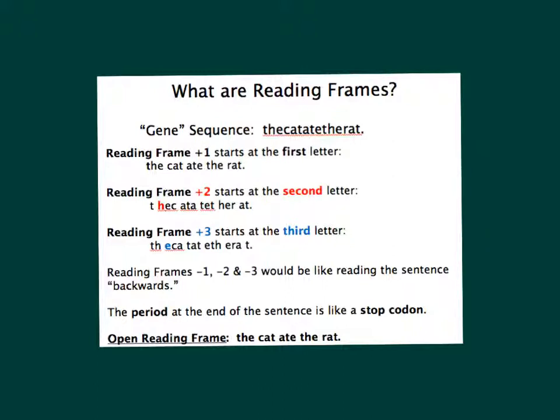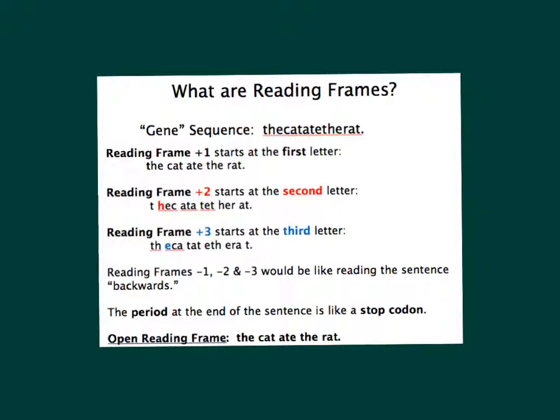But remember, in DNA, it's not always obviously the first letter. Sometimes the reading frame starts with the second letter. So if we were to do that with this example, the cat ate the rat, we would skip the first letter and say, well, that's not part of the gene in question. That's just the letter that happens to occur right before it in the genome. And instead, we have HEC, ATA, TET, HER, and then the last 2 letters wouldn't be included because they're not a full codon. So that's the second possible reading frame.